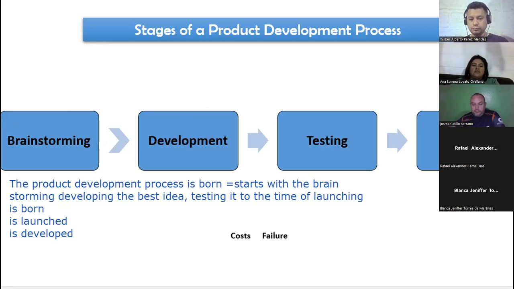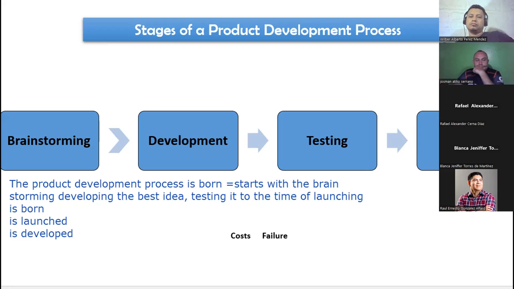Now, Ana Lorena. Hello. What is a product development process? Use these words to give a definition, a short definition. Okay, the product development have four main steps. The first step is brainstorming, is when have some ideas and they take one idea and develop the product. For the next step, that is when you test the product and for the last step, that is launch, that is when you produce the product and commercialize it.